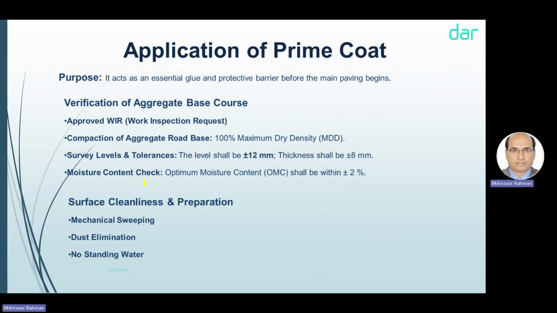Moisture content must be within plus minus 2% of the optimum moisture content. Moisture content should be plus minus 2 from the optimum moisture. This is the moisture content for the aggregate road base, yes.